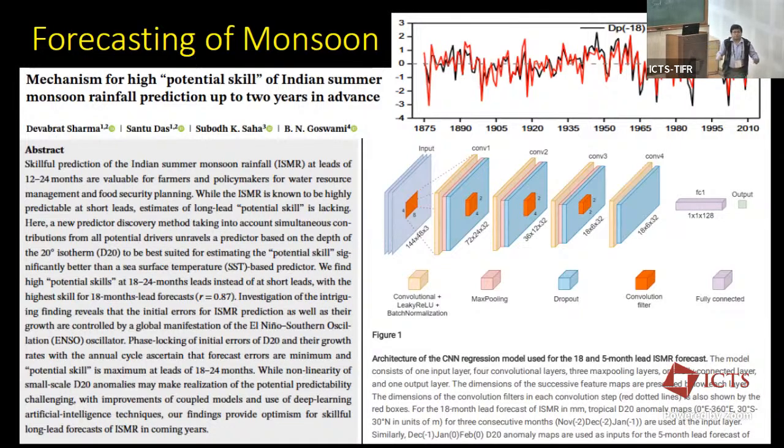That is, they have been able to build a neural network. If you provide the spatial map of the sea surface temperature for a particular year, it will be able to give an estimate of the ISMR 2 years from then on. So that is one kind of ML based forecasting of monsoon that they have done.